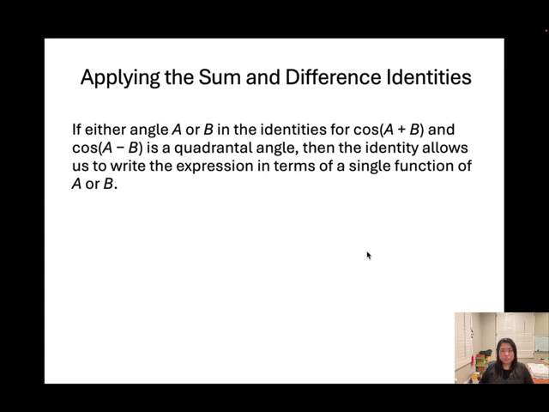Applying the sum and difference identity. If either angle A or B in the identities for cosine A plus B and cosine A minus B is a quadrantal angle, then the identity allows us to write the expressions in terms of the single function of A and B.